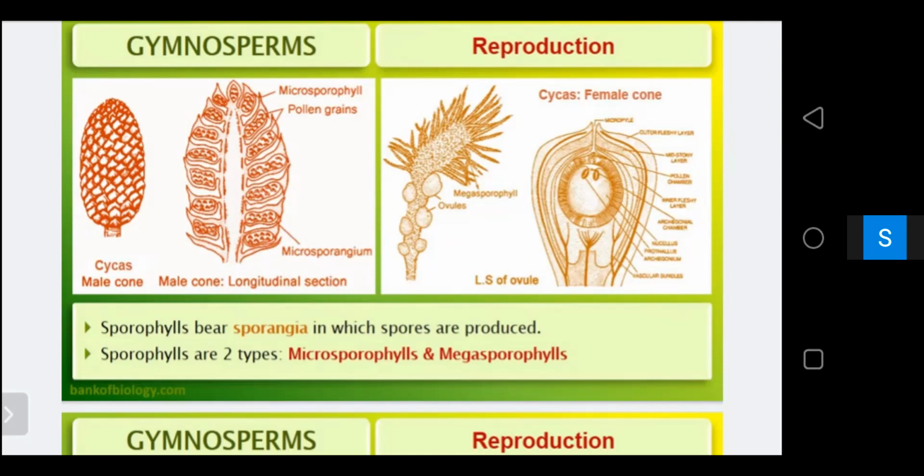Microsporophylls are those that produce the microspores, the male ones, and the female one, the megasporophyll, produces the ovules. The strobili bearing the microsporophylls with microsporangia are called microsporangiate or male strobili, and the strobili bearing the megasporophylls with ovules or megasporangia are called macrosporangiate or female strobili.